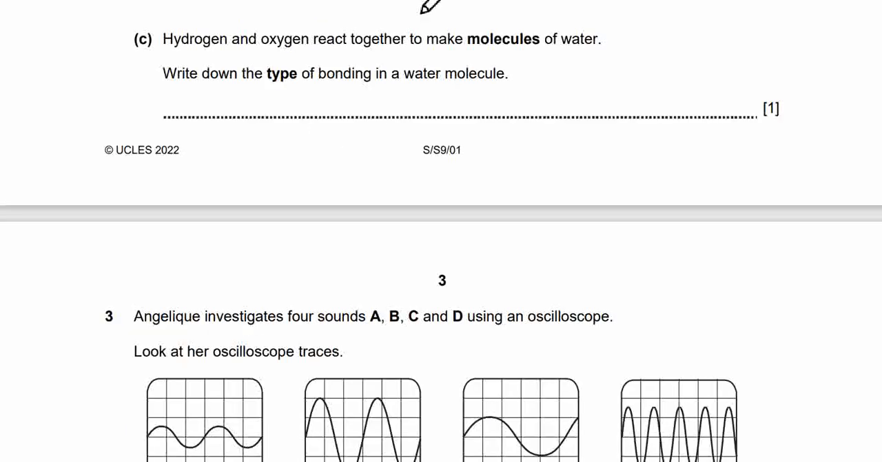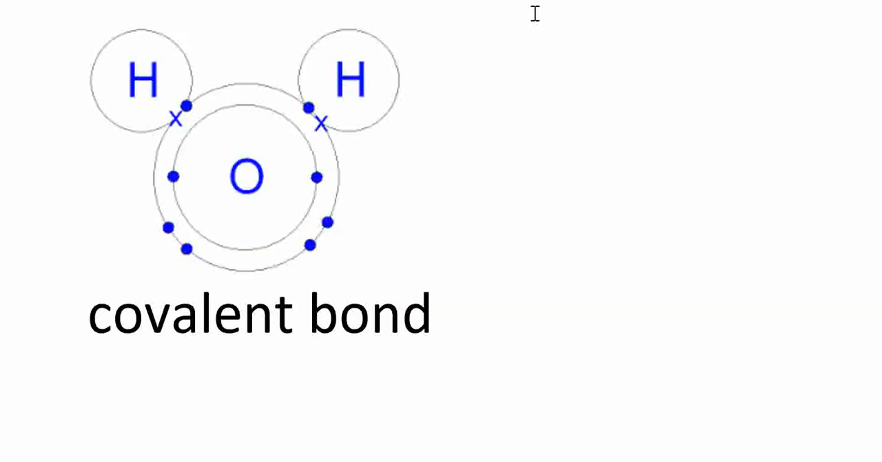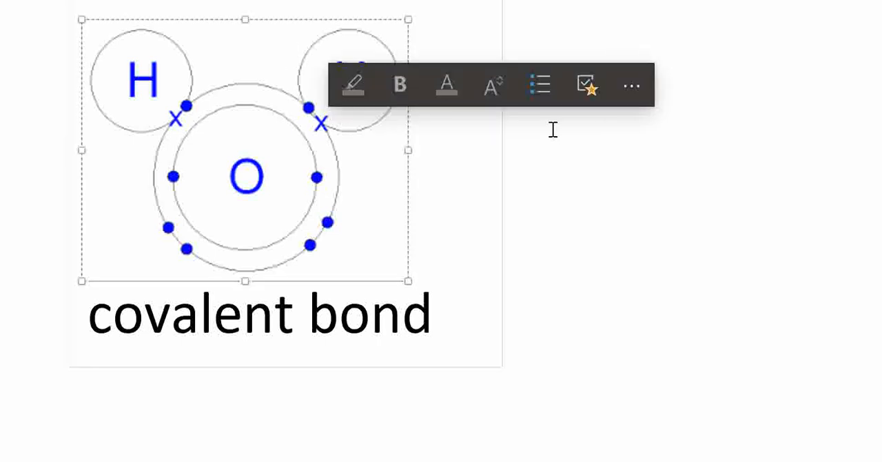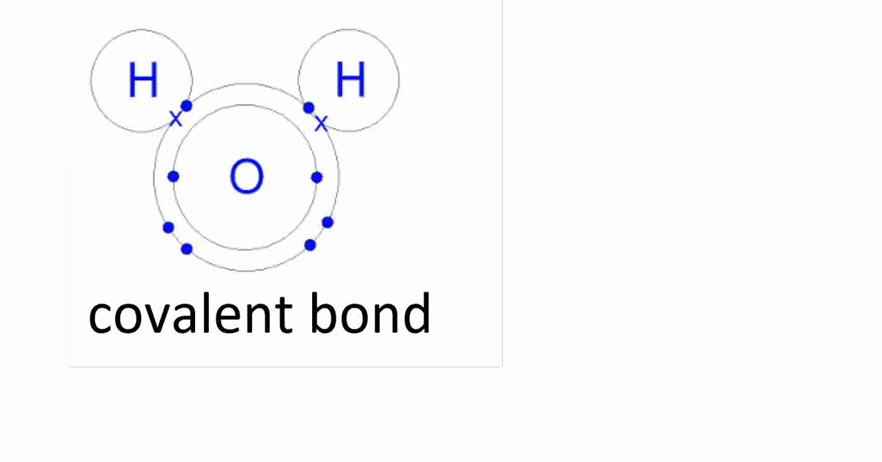Next, question C. Hydrogen and oxygen react together to make molecules of water. Write down the type of bonding in a water molecule. If we see from this diagram, 2 hydrogen and 1 oxygen bind chemically, and it's called a covalent bond. Why is it called a covalent bond? Because pairs of electrons are being used together.